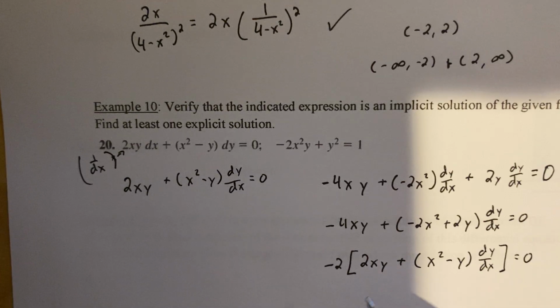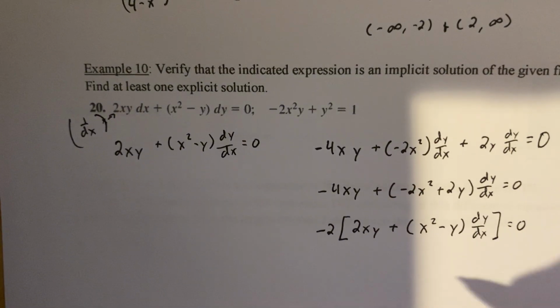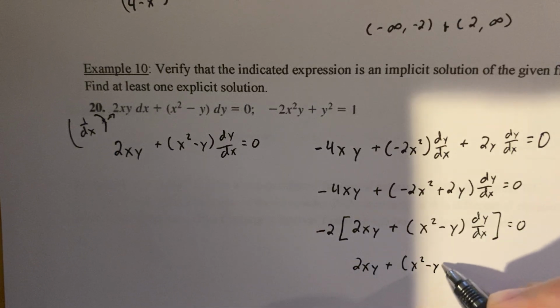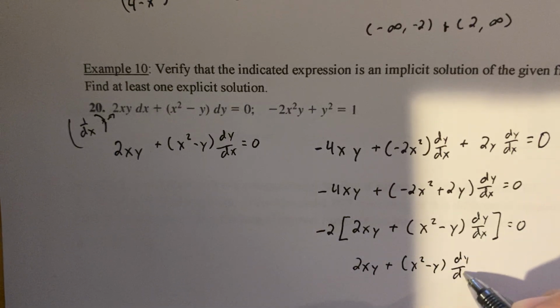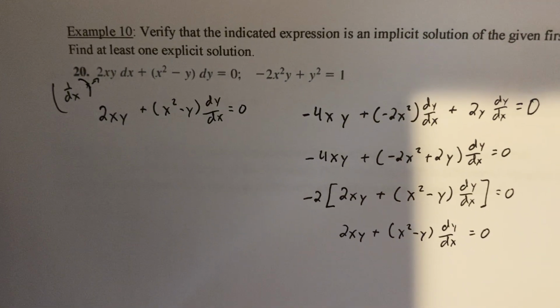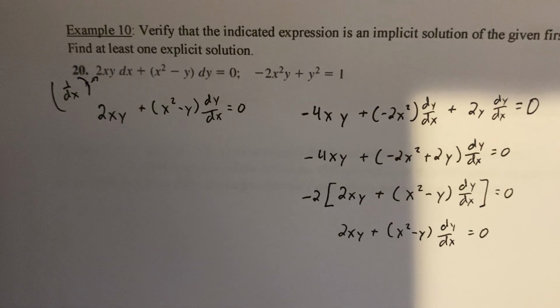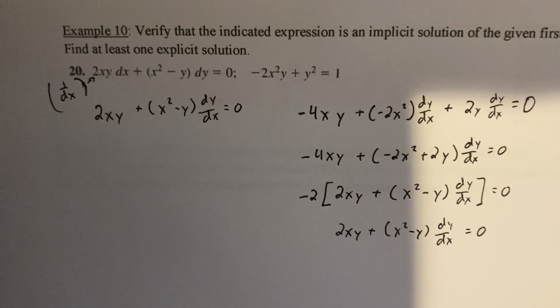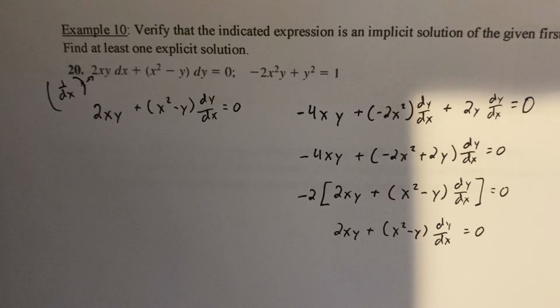That equals 0. When I divide everything by -2, I'm just going to get 2xy plus x squared minus y dy over dx. So we're told, hey, this is a solution. All right, that's great. That's probably not very difficult for you because you're used to this. You're used to doing implicit differentiation.